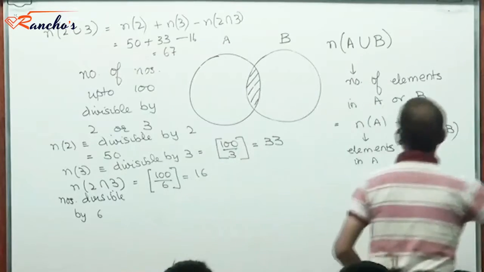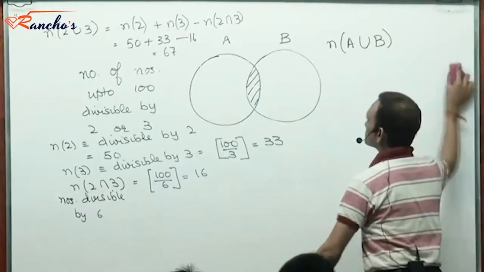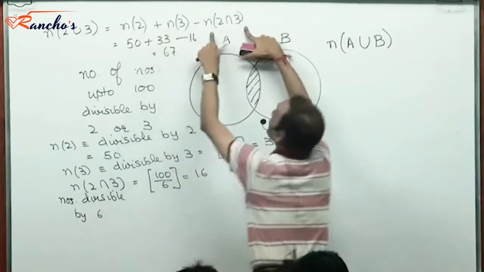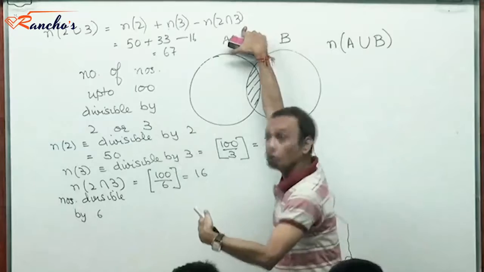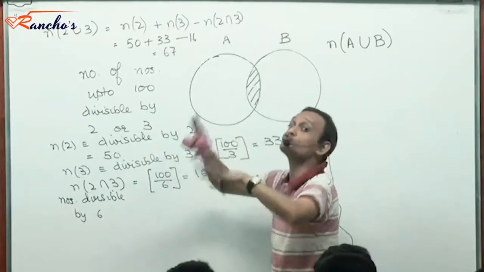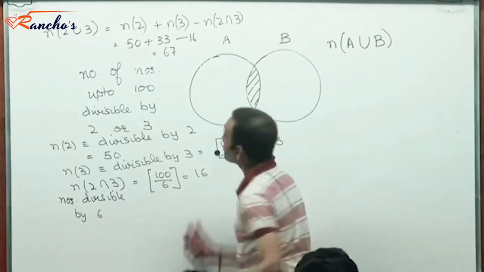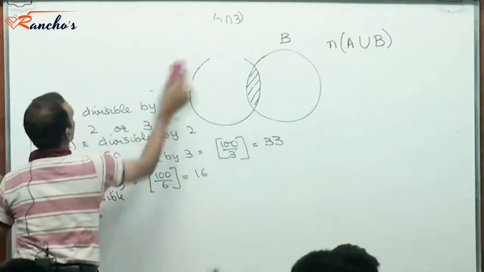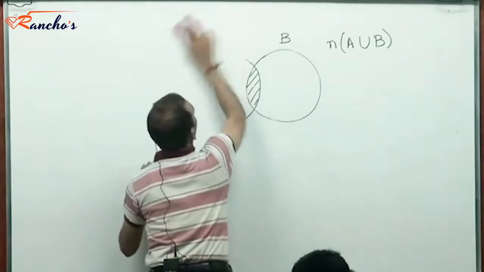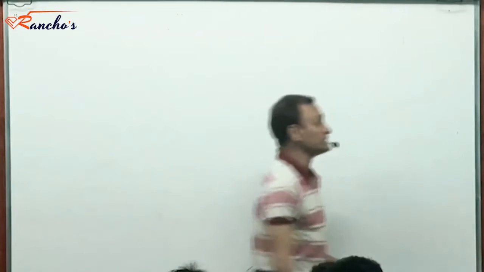Similarly, I have included this, and then excluded this. Yes or no? So there is an inclusion involved here and there is an exclusion involved here, so as to accommodate the excessive count that I have carried out. Clear? Now, suppose there are 3 sets.